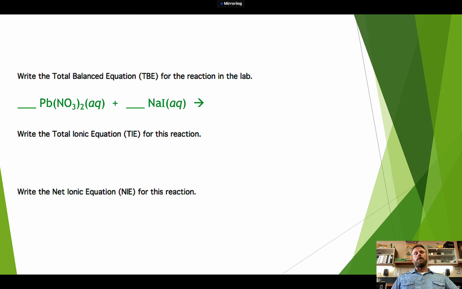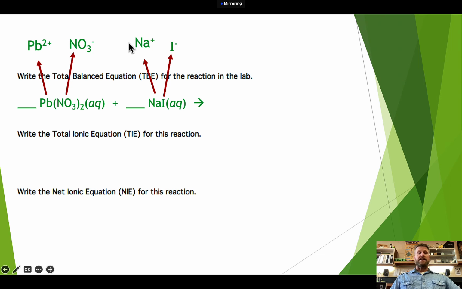To do that, we need to split our reactants into their ions. This is why we take those ion quizzes. So Pb(NO3)2 splits up into Pb2+ and NO3-. Sodium iodide splits up into Na+ and I-. During an ionic precipitation reaction, the cation from one substance is going to pair up with the anion from the other substance, and vice versa.